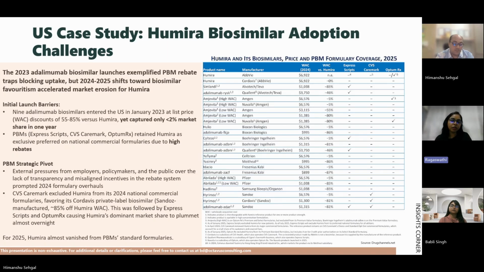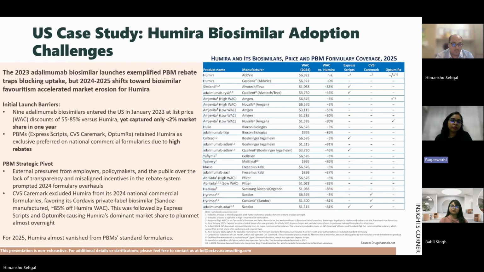So after all the research, the patients and the healthcare organizers came to know that the pharmacy benefit managers had exclusively placed Humira in their formulary list because of the huge rebates, almost 70 to 80% rebates they were getting from the originator manufacturers. When we talk about 70 to 80% rebate from originators, it's very huge compared to the discount that is coming from biosimilars. So that formulary exclusivity helped the originators to delay biosimilar uptake for at least 1 year.